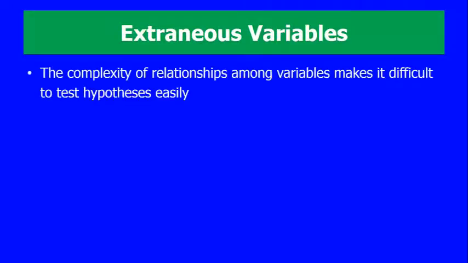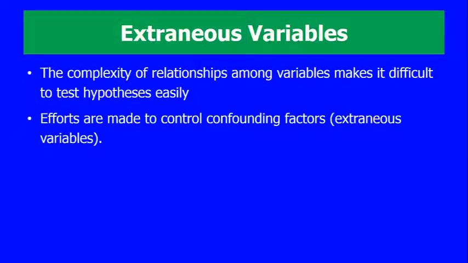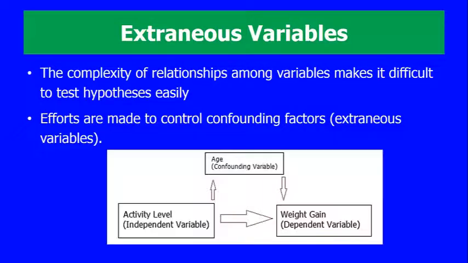What about the extraneous variables and what are they? Usually there is a very complex relationship between variables in a study. Usually you look at independent variables and dependent variables. But usually there are other factors that might affect the relationship between your independent variables and the dependent variables. And these are called the extraneous variables.